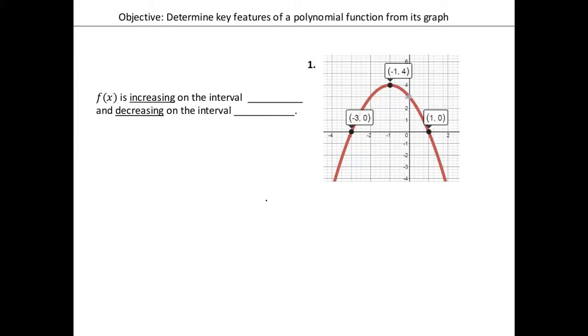So back to the first example, we have the function is increasing on the interval blank, and the function is decreasing on the interval blank. Okay. So key thing to remember for coordinate points, we have an x and a y. Maybe I'll add a page for coordinates. Remember, when you have a coordinate point, it's x comma y.